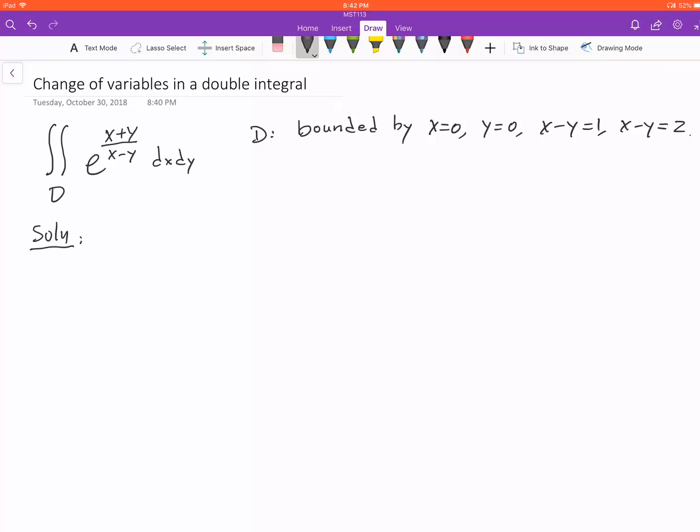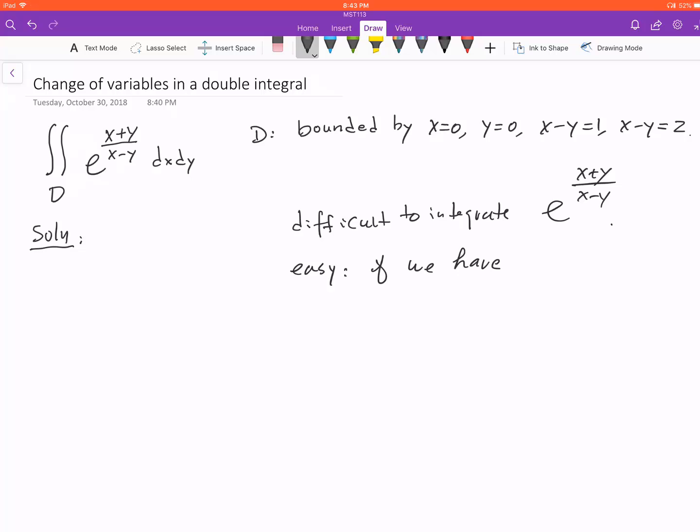If we look at the double integral over here, we already tried it: this integral, e to the power x plus y over x minus y, is difficult to integrate. So here is the motivation. It is difficult to integrate e to the x plus y over x minus y, but relatively easy if we have e to the, say, s over t, this kind. So this gives us the motivation. So this is what we're going to do.